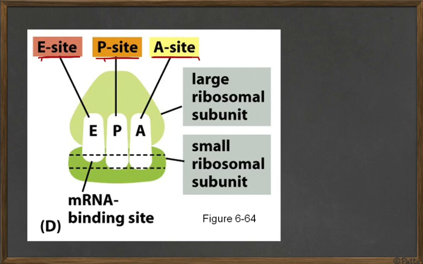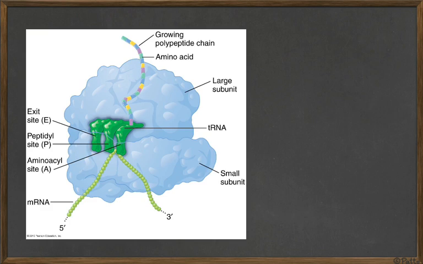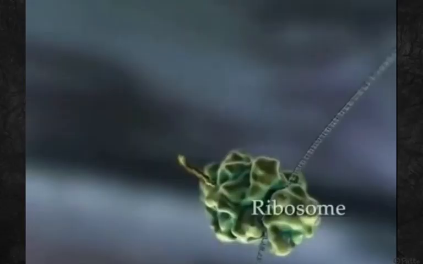So we have this E, P, A: exit, peptidyl, and the amino acid site. Ribosomes have 4 spaces inside of them. Here you have another view. We have the messenger RNA passing through the messenger RNA binding site. Here we have the E, P, A: exit, peptidyl, and amino acid, and you are building a protein here. Usually it's built in the interface between the amino acid and the peptidyl sites.